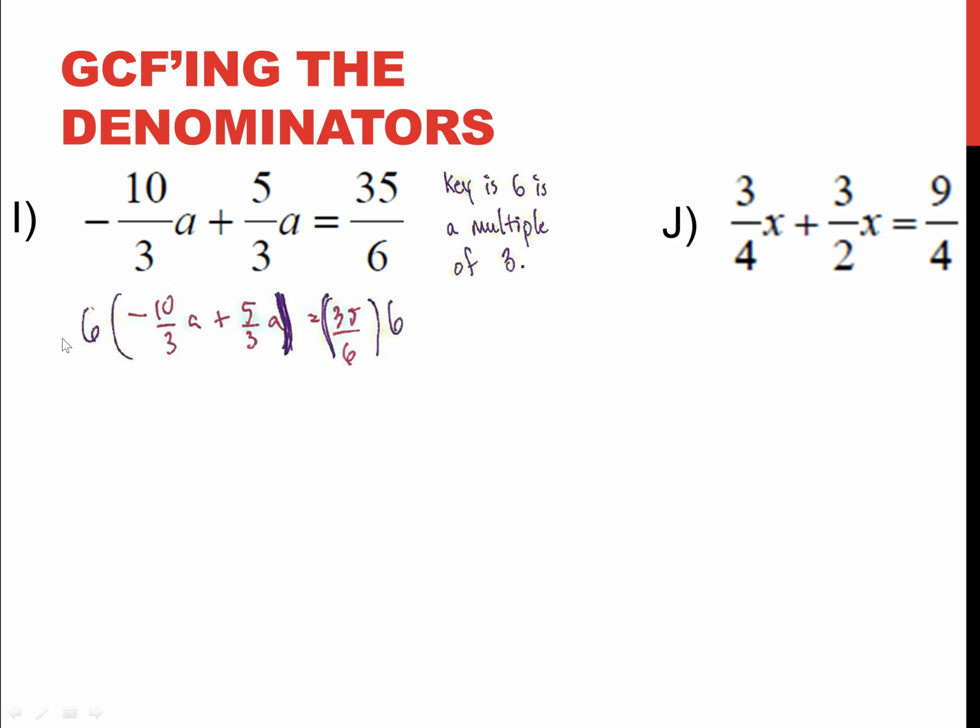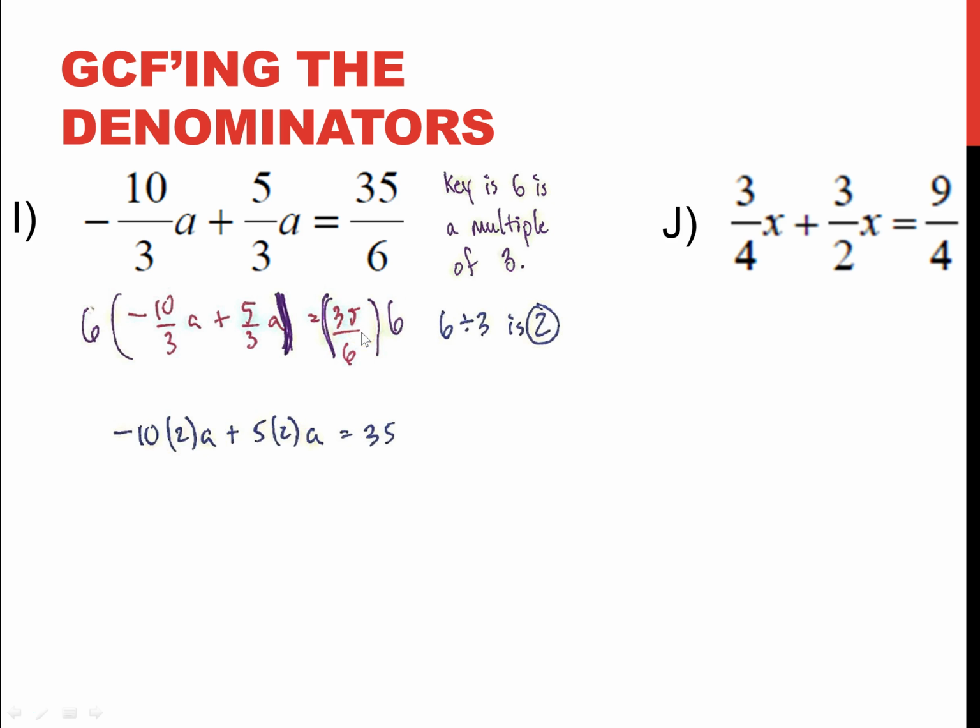I'm going to multiply everything by 6. And when I do, I see that 6 divided by 3 here is 2. So I have negative 10. The 3 cancels with the 6, leaving me with 2. So negative 10 times 2 times a. This 2 is what happens when 6 is divided by 3. Same thing, 6 divided by 3, giving me 2. And so now I have 5, which is the numerator, times 2 times a. That gets me 30, what's on the left-hand side.